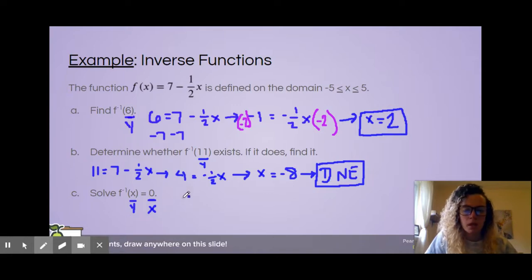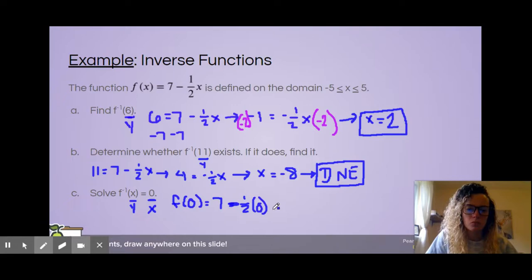So I could write this multiple ways, but I'm going to use function notation, that I'm subbing in x equals 0. 7 minus 1/2 times 0, which means that -1/2 times 0 is still just 0, so my answer would be 7.